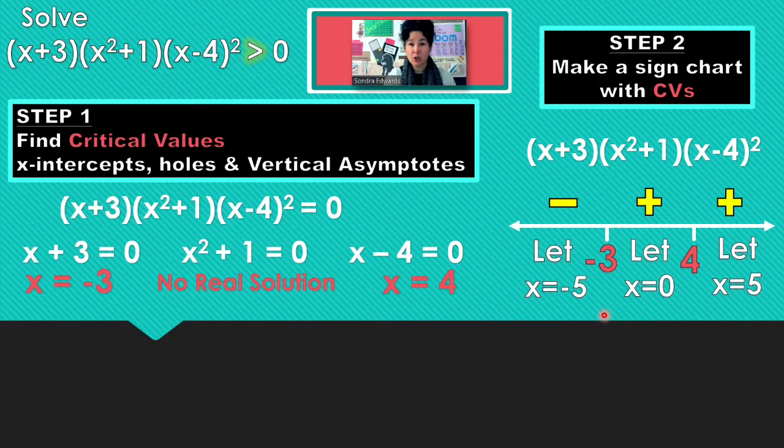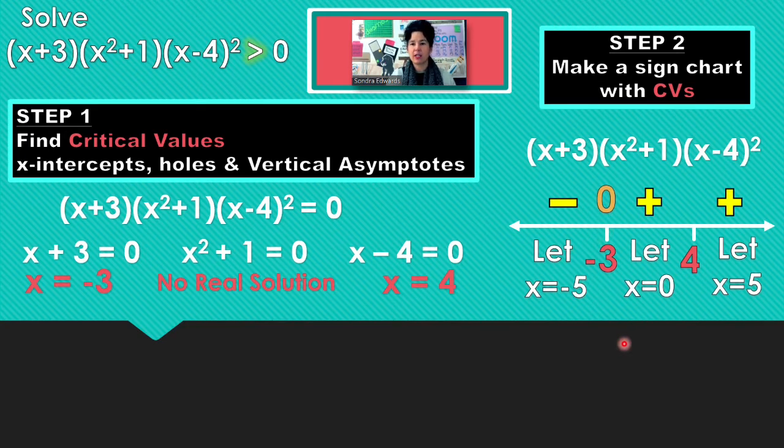I also want to check my critical values. I do know that if this original was equal to y, that these numbers would come from x-intercepts. So I already know the answers are 0. But if you don't want to think about it too much, just substitute in those critical values to see what you get. All right, so I put -3 back in there, and -3 plus 3 is 0, and 0 times anything is 0.